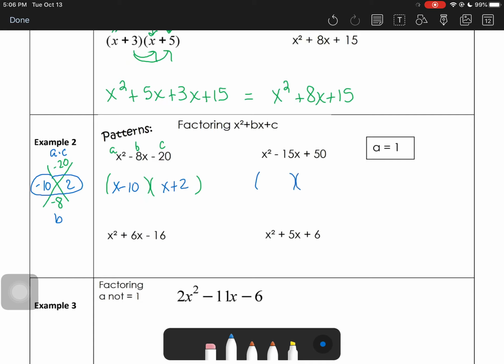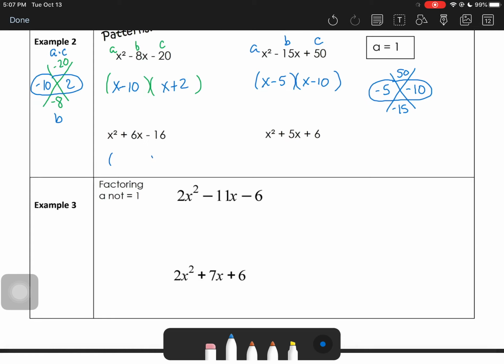So let's try it again. So we want to know what two numbers will multiply together to be 50, but when I add them together, I get negative 15. So we know that 5 times 10 is 50, and if we use two negative numbers, negative 10 and negative 5, when I multiply them together, I'll get positive 50, but when I add them, I get negative 15. So we have x minus 5 and x minus 10.